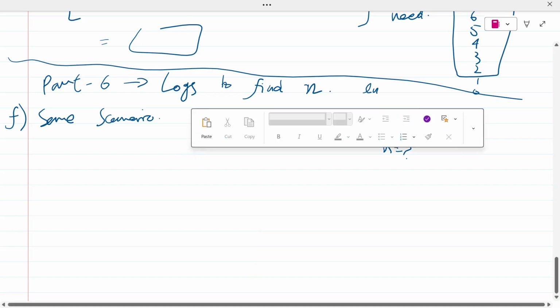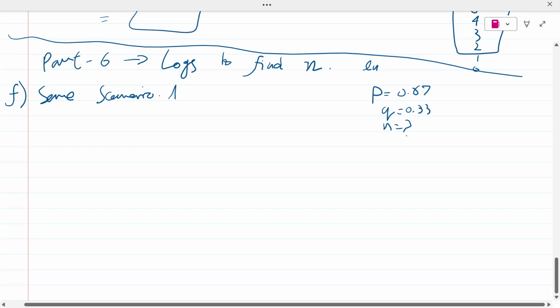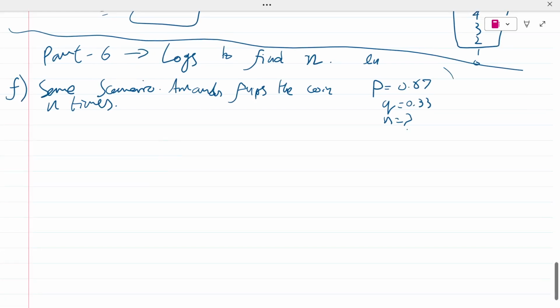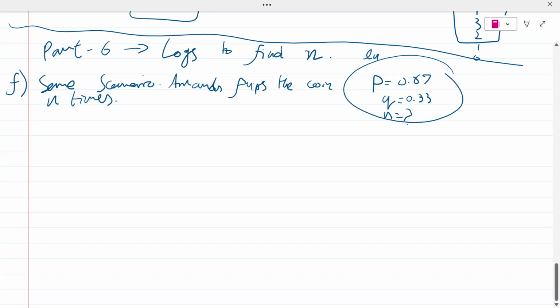But now look. Amanda flips the coin n times, right? Now instead of saying 15 times, I'm just saying n times, right? And the data is still the same. And I'm not going to be writing that inside the question mark because that would just be a waste of time. So she's going to flip the coin n times. Now what is the question? The question is, and yeah, it's also going to tell you the probability.